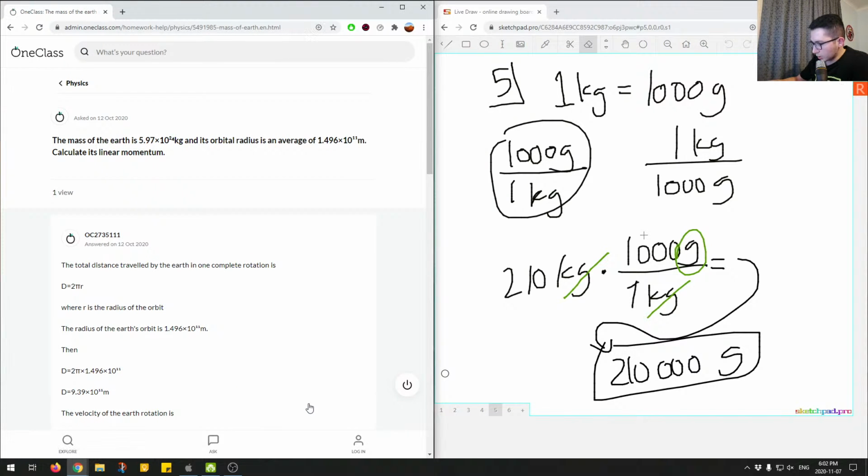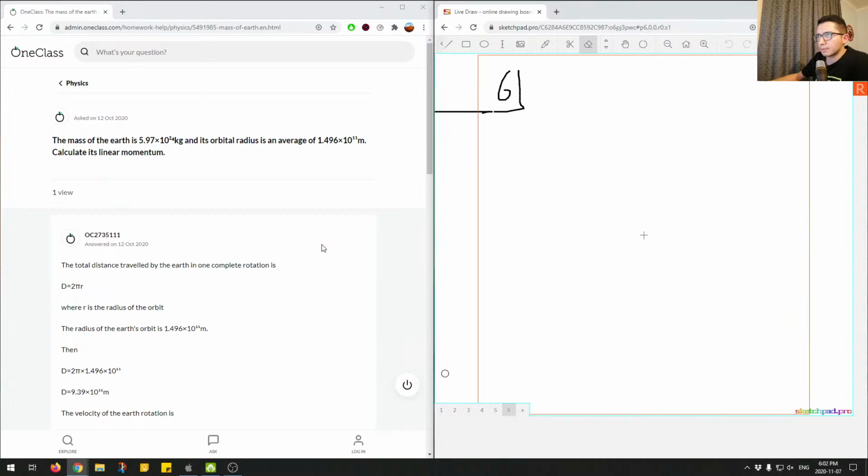Alright, question number 6. In this question, we have the mass of the Earth is 5.97 times 10 to the 24 kilograms, and its orbital radius is an average of 1.496 times 10 to the 11 meters. So it's giving us the radius and the mass of the Earth.